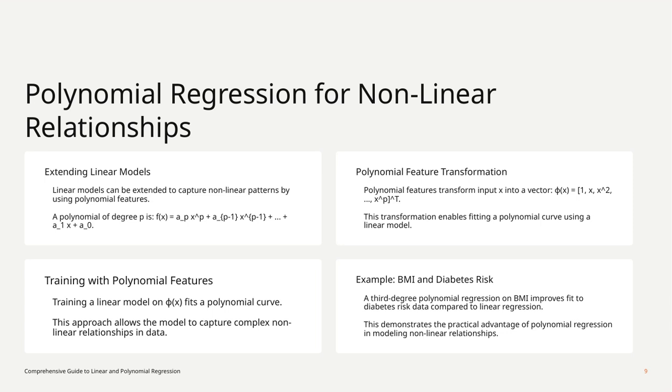Now, extending linear models with polynomial features means we're not just limited to straight lines. Instead, we can model curves of any degree. The general form of such a polynomial is f of x equals a_p times x to the p, plus a_(p-1) times x to the p minus 1, and so on, down to the constant term. In summary, by transforming our features into polynomial terms, linear models can effectively capture a wide range of nonlinear patterns, making them a powerful tool in our modeling toolkit.